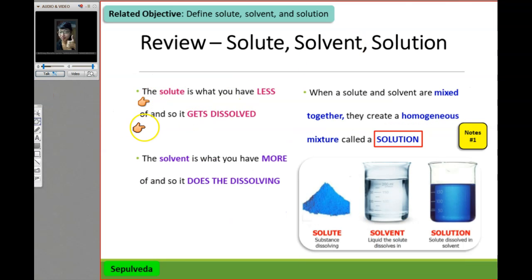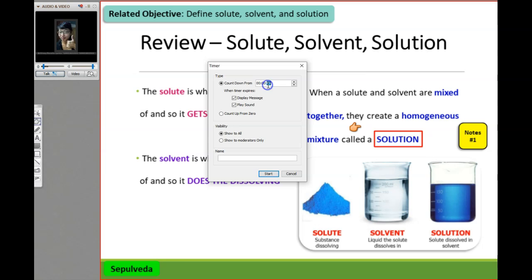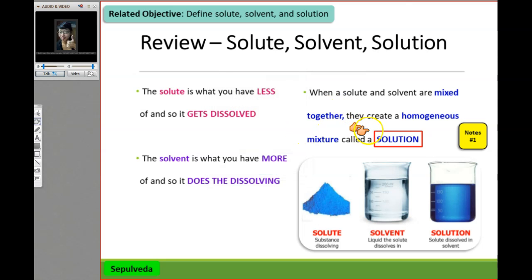Again, solute is what we have less of, so it gets dissolved. Solvent is what we have more of, and so it does the dissolving. Together, they create a homogeneous mixture called a solution. This is number 1 in your notes. Please give me a green check when you have number 1 saved. You have 30 seconds to give me a green check for number 1. Spelling matters. Capitalization does not. Fill in the blank with the word solution.